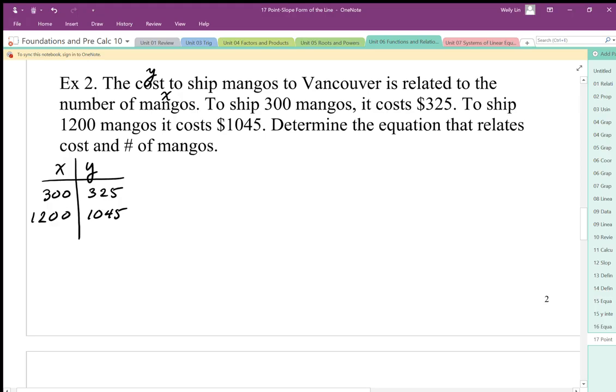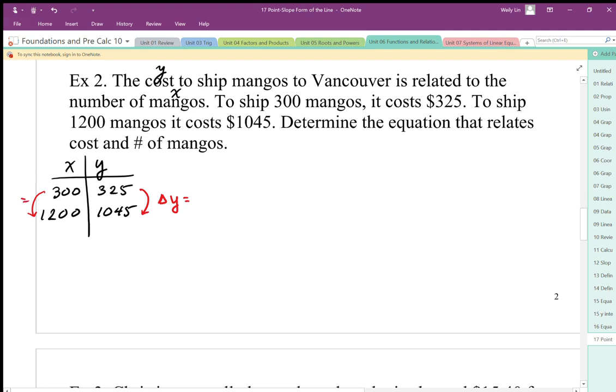I want to find the equation of this relationship, and I'm going to do it with my table, because in my table I can see my changes in y and changes in x. That means I can see my slope on the outside of the table like this. My change in y: 1045 minus 325 is $720. 1,200 minus 300 is 900 mangoes. To get the slope, it's the change in y over the change in x. So $720 divided by 900 mangoes gives me 80 cents per mango.